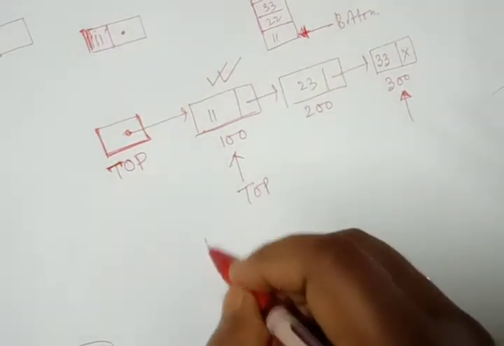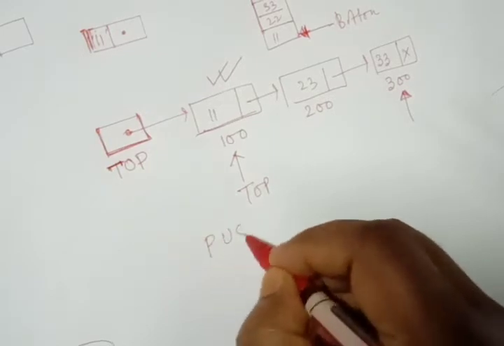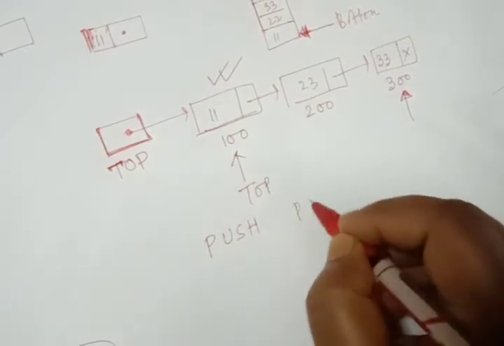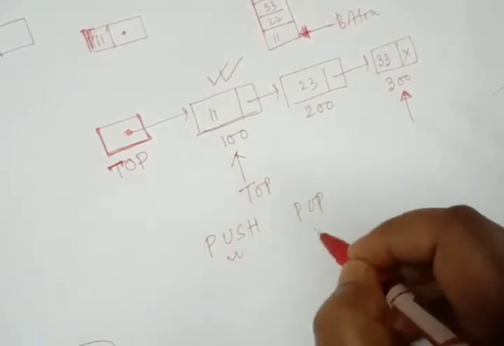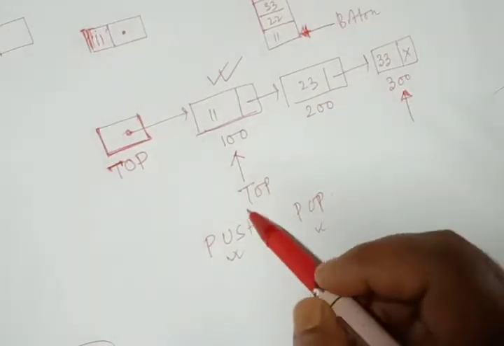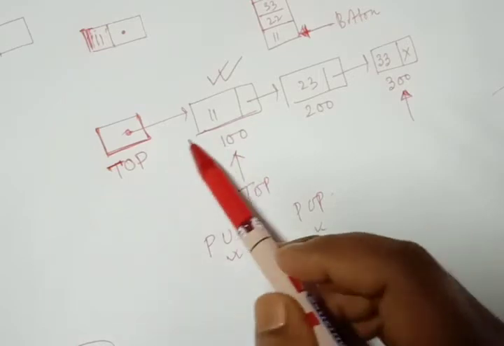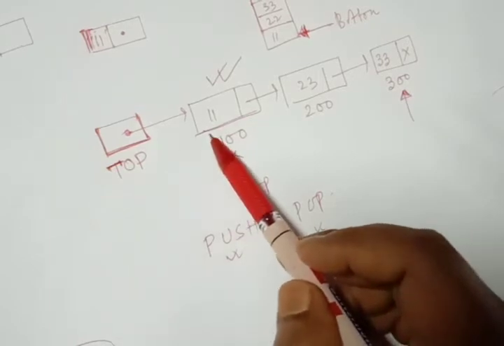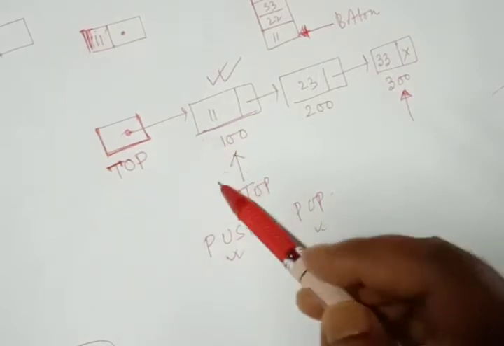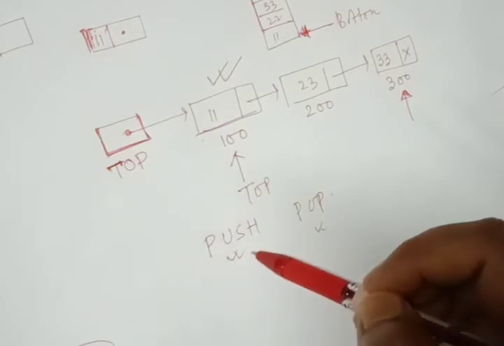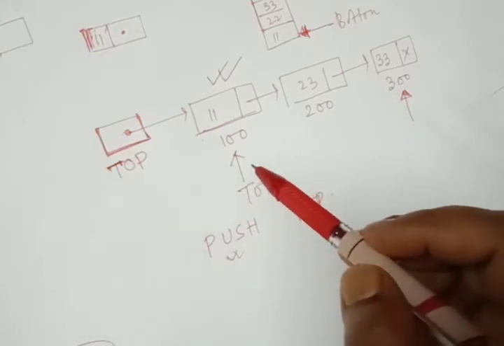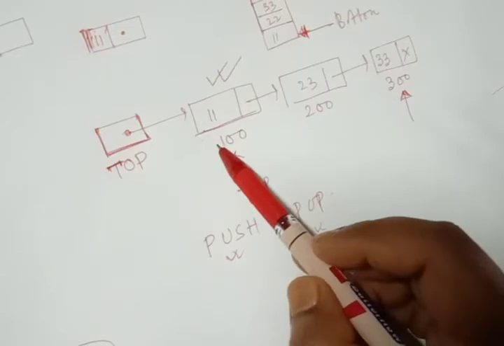So we know that there are two operations in a stack, push and pop. There is insertion and deletion. So the push operation into the stack is accompanied by inserting a node into the front of the list, or the beginning of the list, and the pop operation is undertaken by deleting the node pointed to by the top pointer.